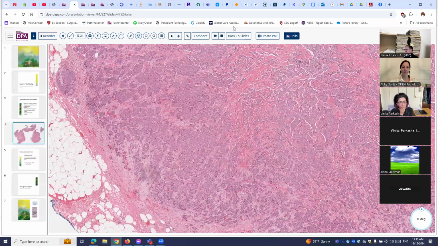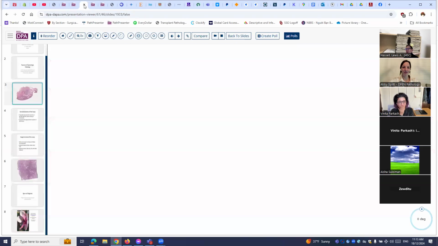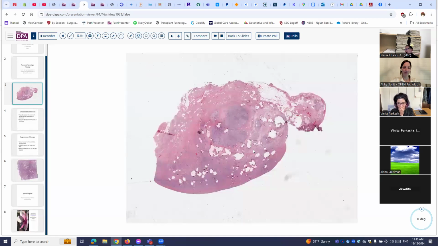Okay, well, let's go on to another case here. This is an ovarian lesion. Aisha, are you on? Or would you like to discuss this case?